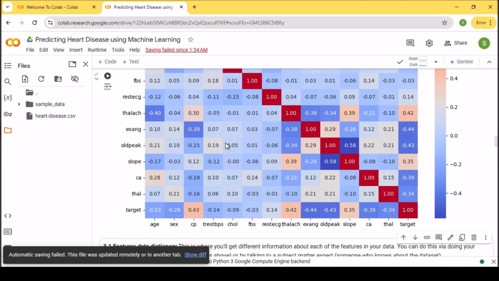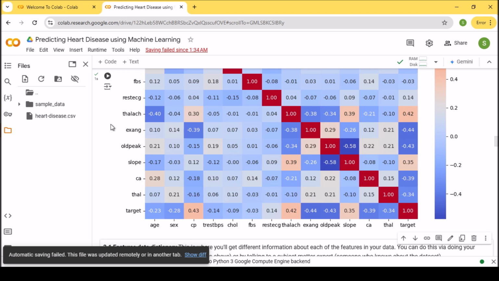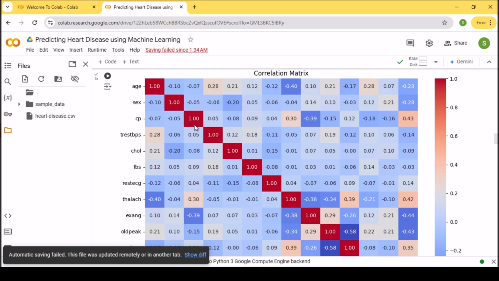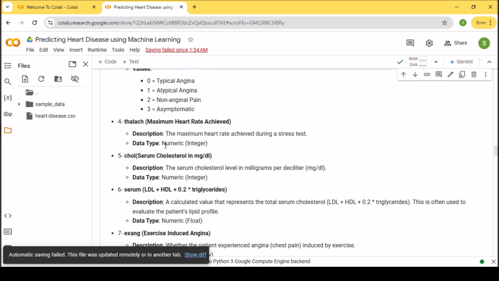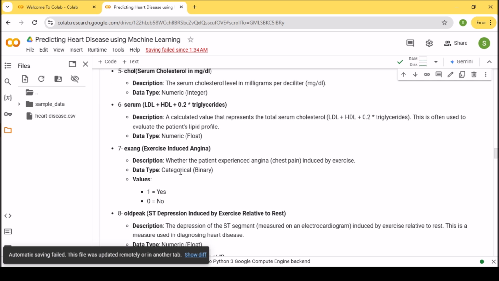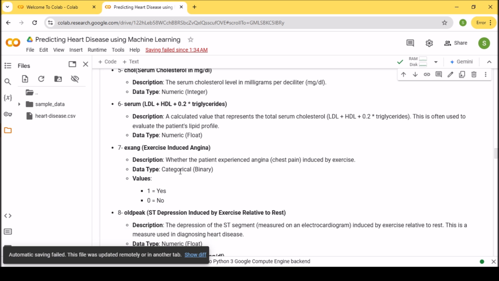As you could see here, the heart rate and the chest pain are highly correlated. We also have the serum cholesterol in milligrams. It's a calculated value that represents the total serum cholesterol, LDL and HDL.